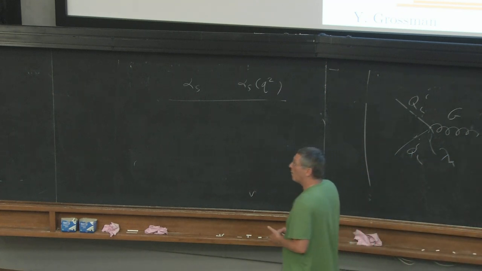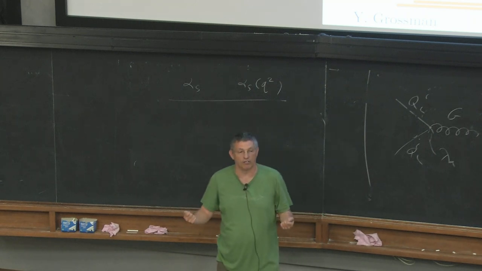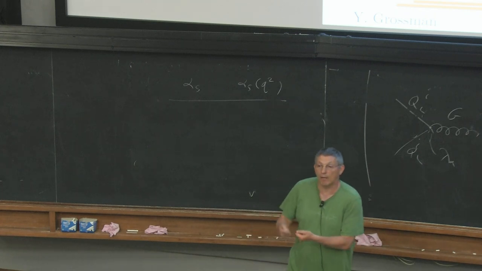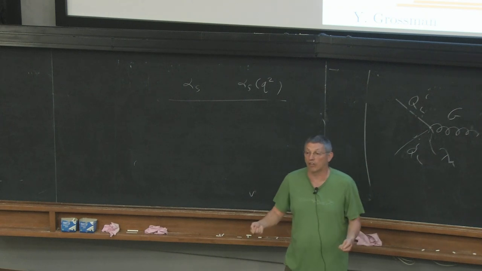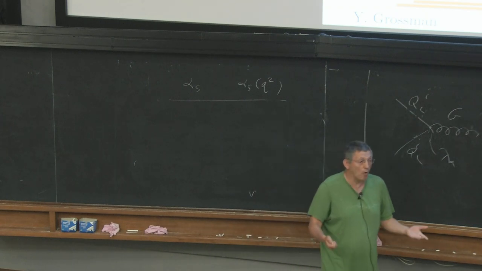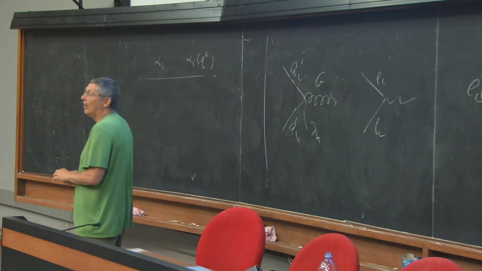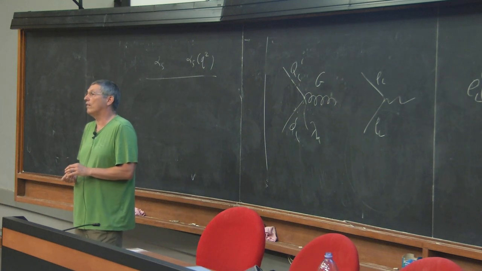So far, so good. But now let's look at the other way around and ask what happens when I go to lower and lower energy. In QED, when I go to lower and lower energy, the coupling becomes smaller. In QCD, when I go to lower and lower energy, the coupling becomes larger, until at some point, boom, it becomes too large. What does it mean that it becomes too large? It becomes non-perturbative.